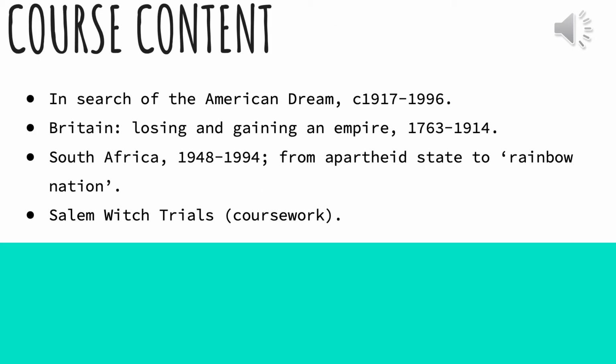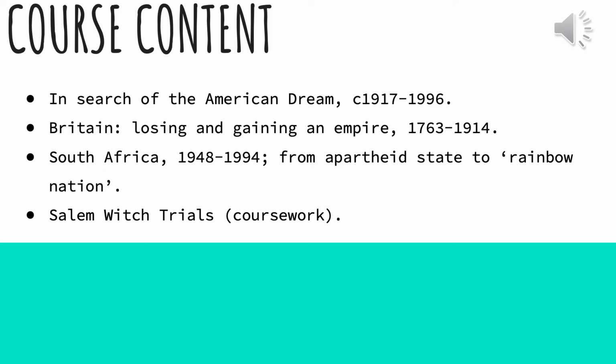So the course content of A-Level History, which you'll be seeing in Year 12 and Year 13, is broken up into 4 different parts. In the first year, Year 12, you'll be looking at the first 2 bullet points, and in the second year, Year 13, you'll be looking at the second 2 bullet points you can see on the page. So the first topic you study is In Search of the American Dream from 1917 to 1996, really looking at how America changed following the First World War all the way through to the 1990s.